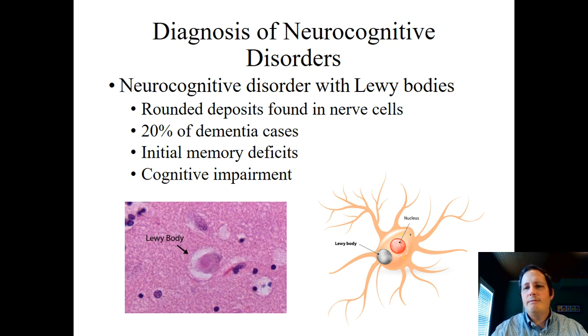So that's the end of Module 5, and Module 6 will continue talking about a few more specific types of neurocognitive disorder.